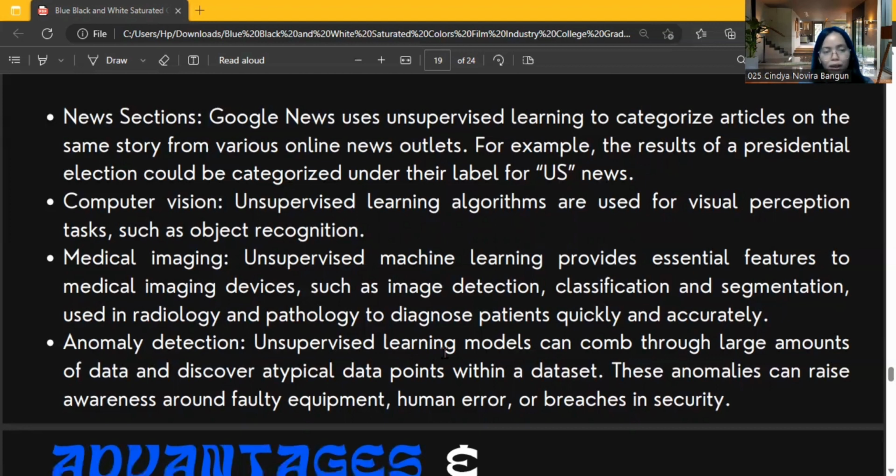4. Anomaly detection. Unsupervised learning models can comb through large amounts of data and discover atypical data points within a dataset. These anomalies can raise awareness around faulty equipment, human error, or breaches in security.